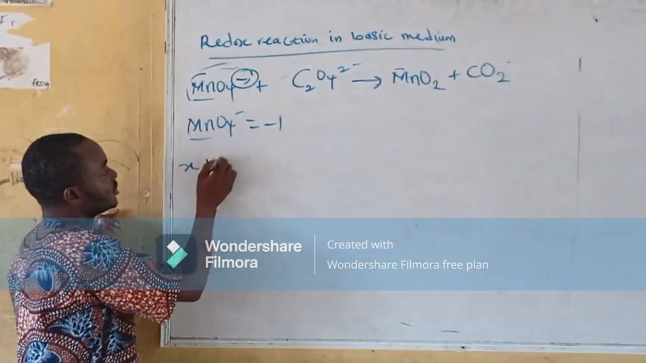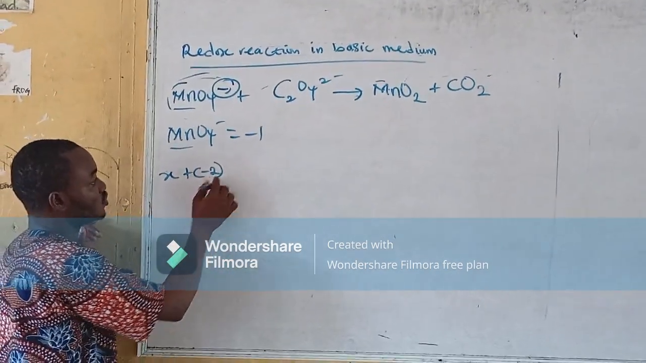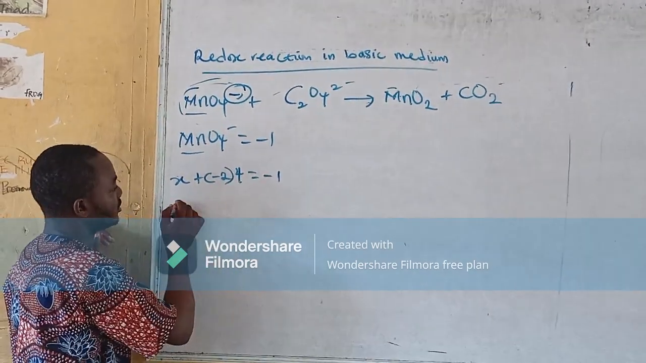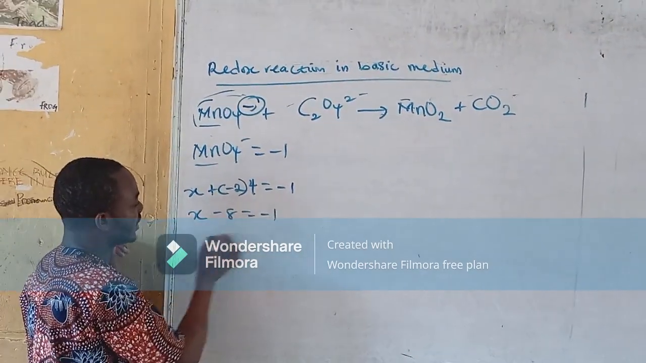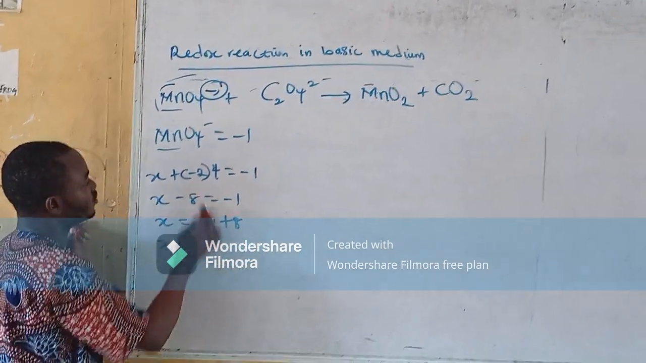Now x plus the oxidation number of oxygen, which is -2, in bracket -2 times 4 equals -1. So x minus 8 equals -1. X equals -1 plus 8. X equals +7. So manganese is +7.